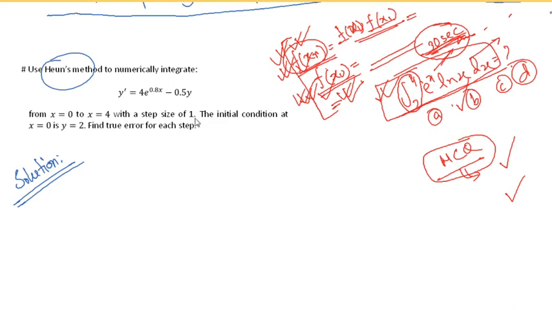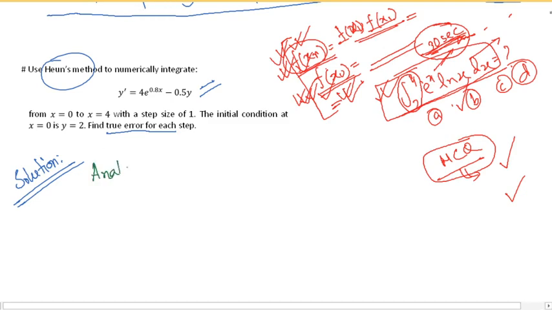Before I go to the Heun's method approach, as we'll have to calculate the true error as well, if the true solution, analytical solution, is not given, as we have seen for the previous example for the Euler's method, now I'll have to analytically solve this thing. So first of all, analytic solution we'll have to go for. So analytic solution.